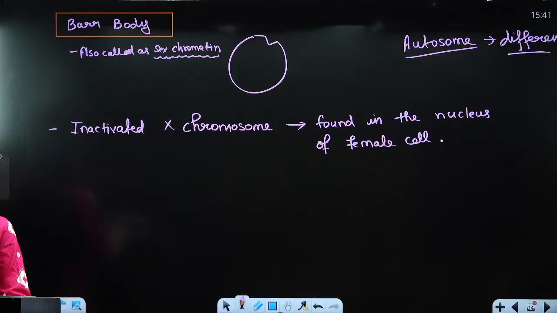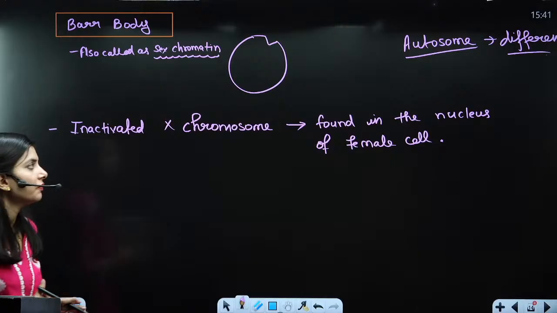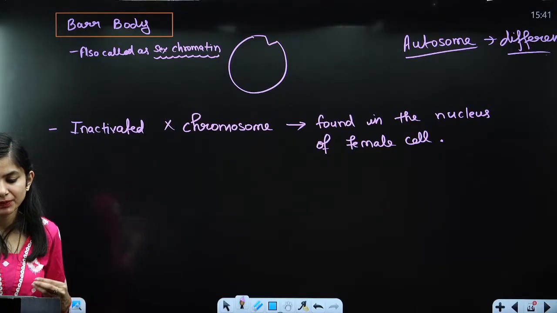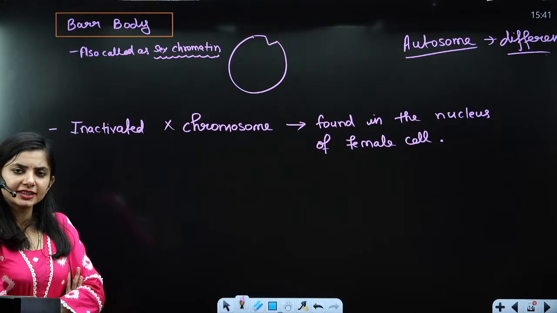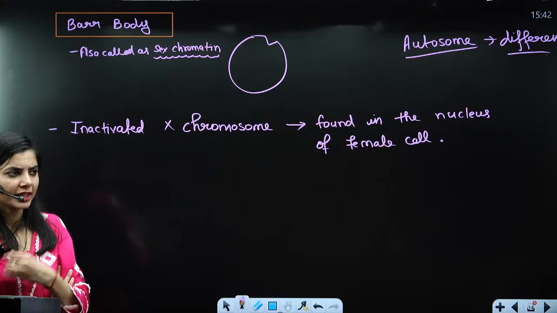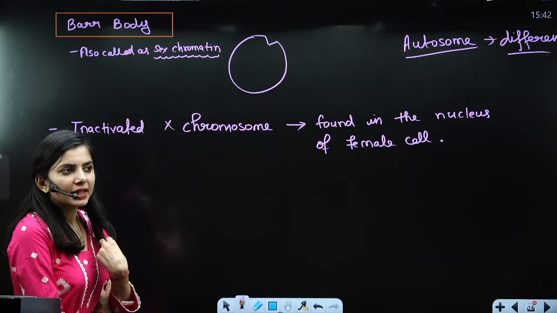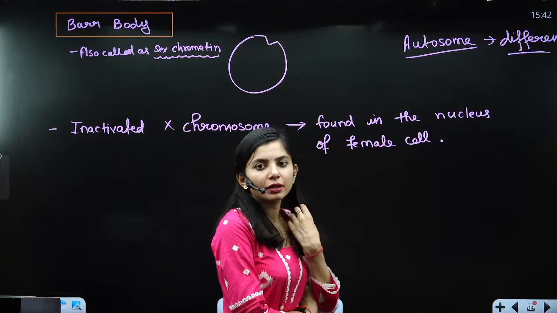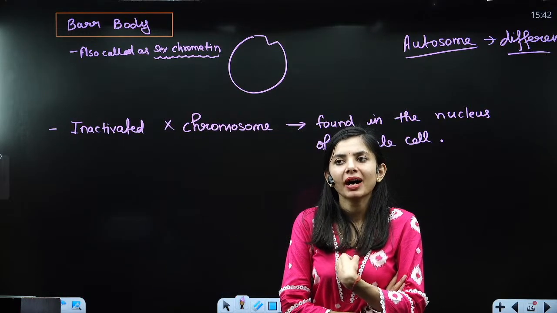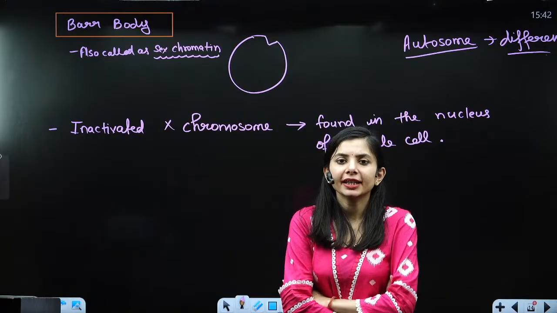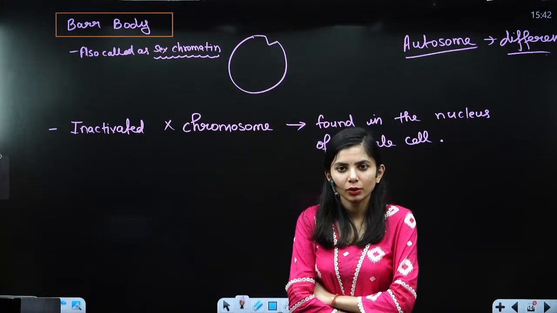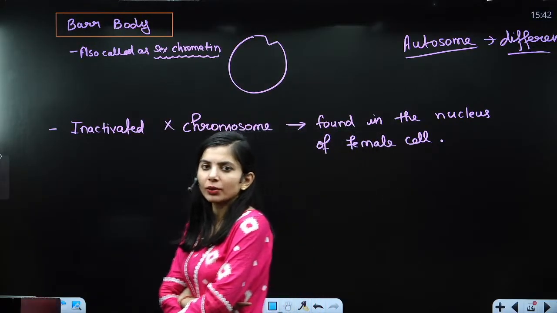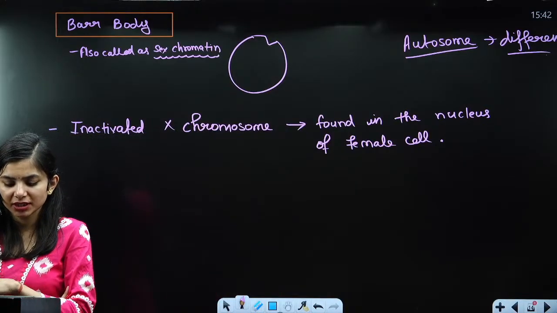And it is there in terms of the expression of the X-linked gene. Now, where is it found? It is found in the female cell. So the Barr body is usually there in the case of the female cell or female gamete. That's how it is specified. Fine. So this is about the Barr body.